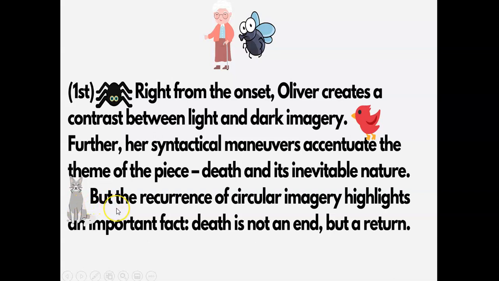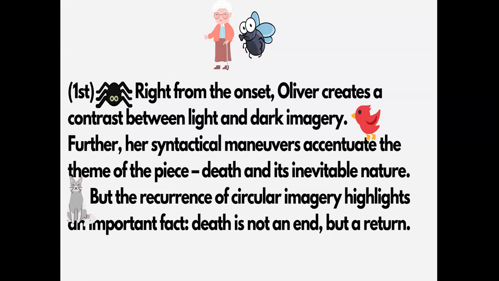But the recurrence of circular imagery highlights an important fact. Death is not an end, but a return. So again, I'm going to read this from the top. These three sentences comprise the first premise. So the first premise is a promise, in terms of sustaining the line of reasoning.